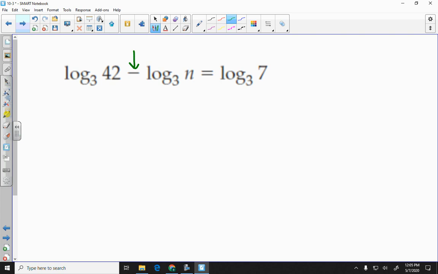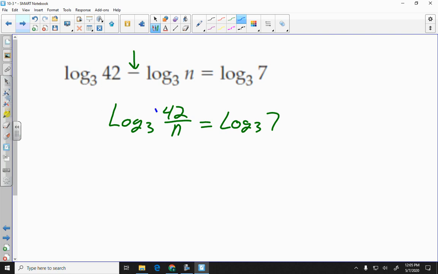So I have to combine these into the log of one thing equals the log of another, which means with this subtraction, I'm going to use that property to say the log base 3 of 42, and because it's subtraction, it's not going to be multiplied, it's going to be divide by n will equal that log base 3 of 7.